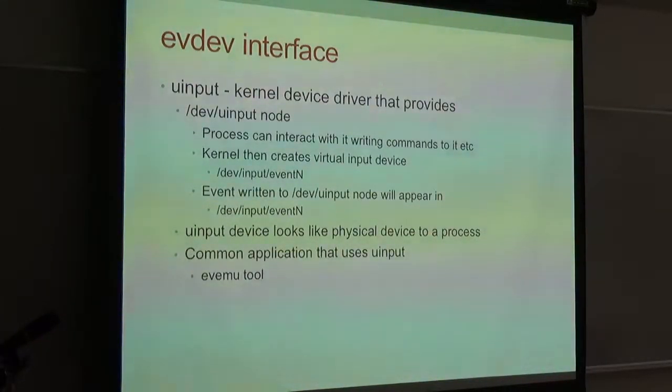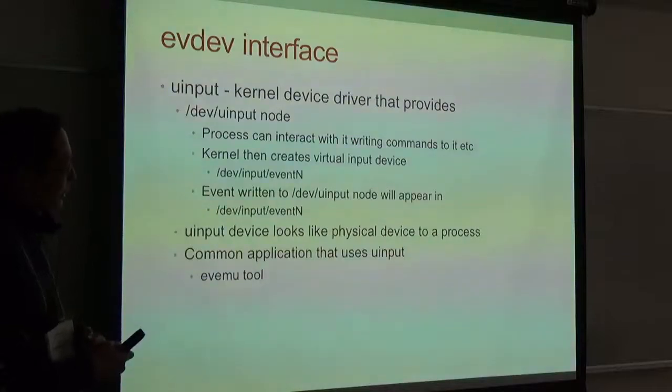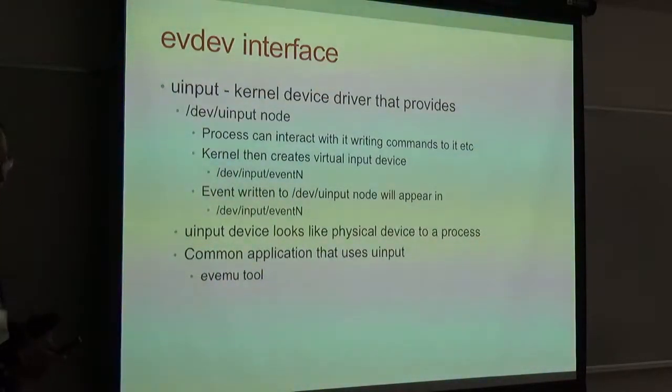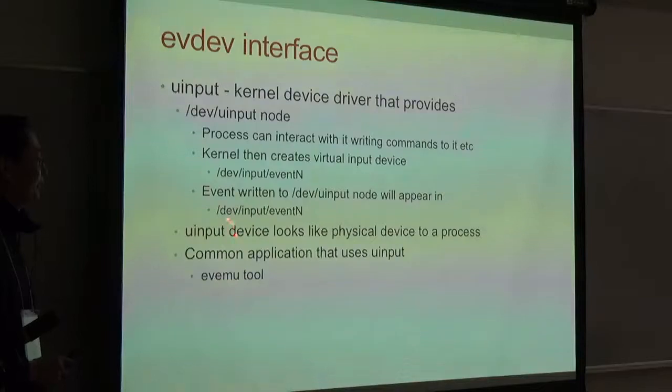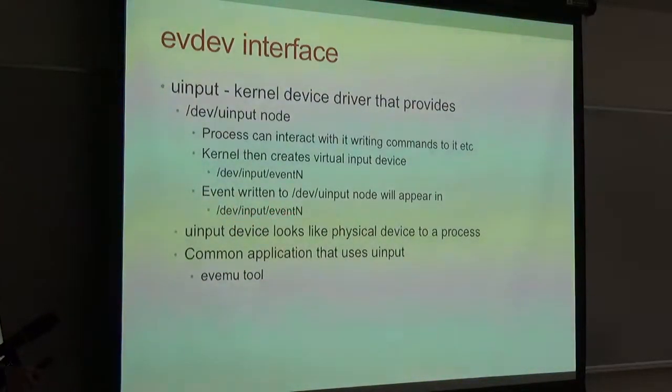There is also one more thing, uinput. This is a kernel device driver that provides the /dev/uinput node, so a process can interact with it by writing commands to it. Then the kernel creates a virtual input device in the form of /dev/input/event. So an event written to /dev/uinput will appear in /dev/input/event, and a uinput device looks much like a physical device to a process.